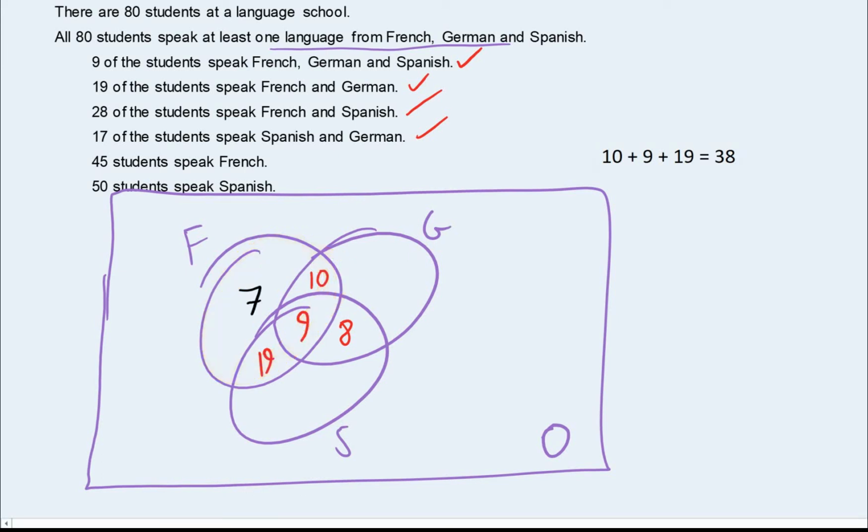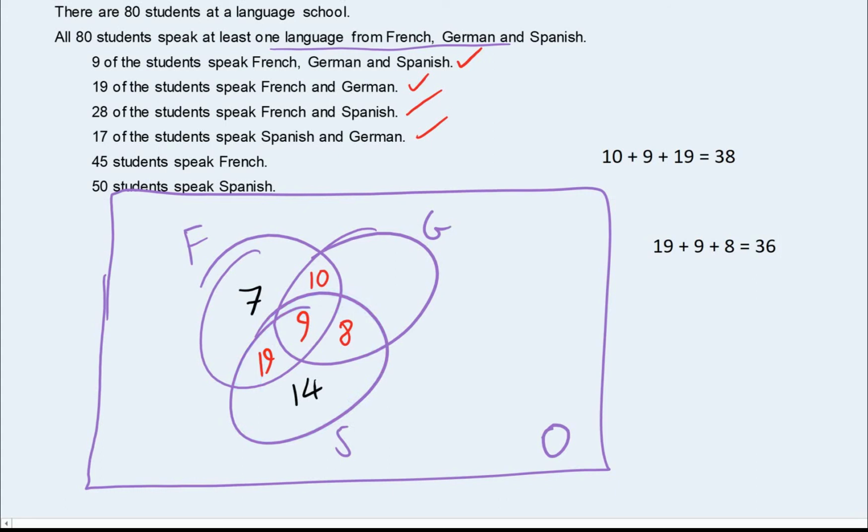I do the exact same thing for Spanish. So for Spanish, I want a total of 50 people. Let's again work out how many I've got. I've got 19 plus 9 plus 8 speaking Spanish already, which is 36. I want 50, so therefore I am missing 14.